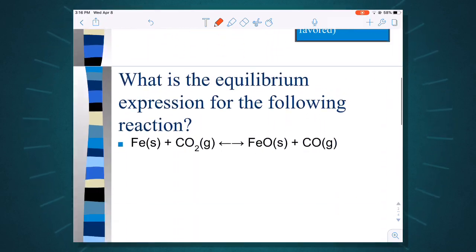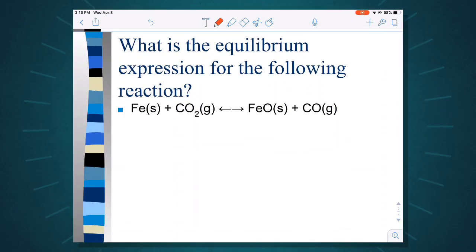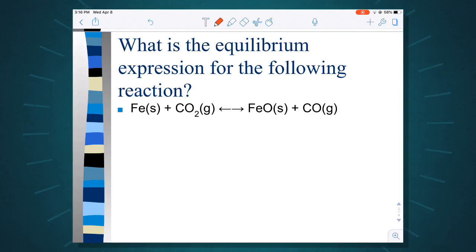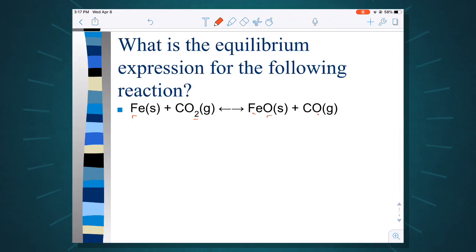If we're looking at these, let's take a look at iron and CO2 and FeO, CO2. So we've got this reaction happening here. And the first thing that you want to do is make sure that it's balanced. I don't think that this is balanced, or maybe it is. 2 O's, 1 Fe, 1 Fe. Yes, this is balanced actually, okay?